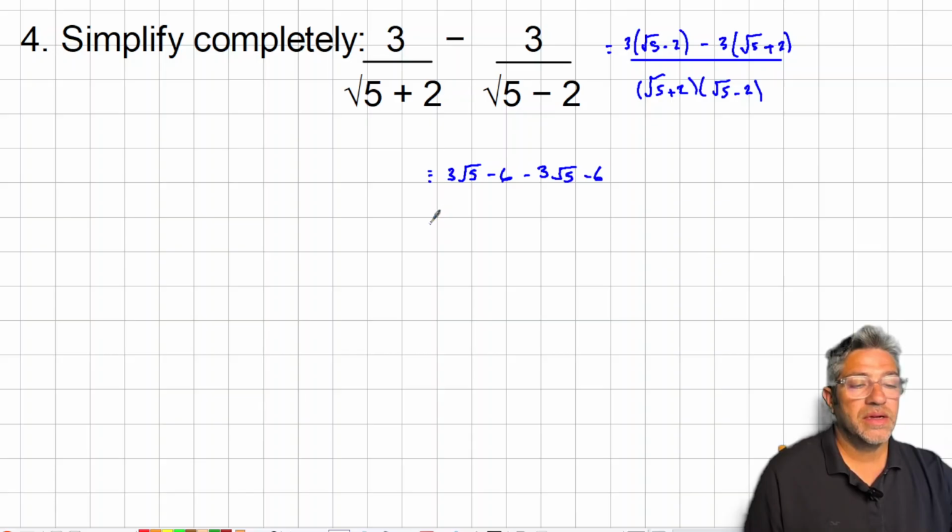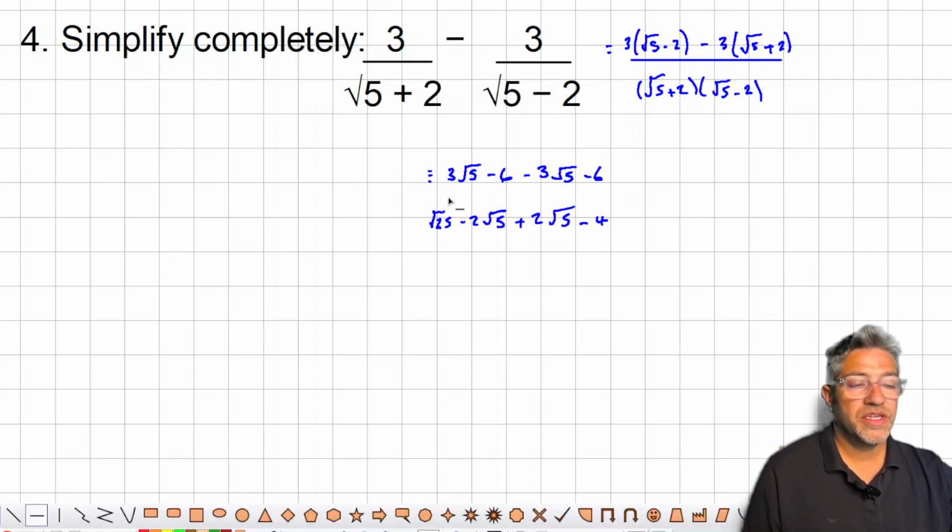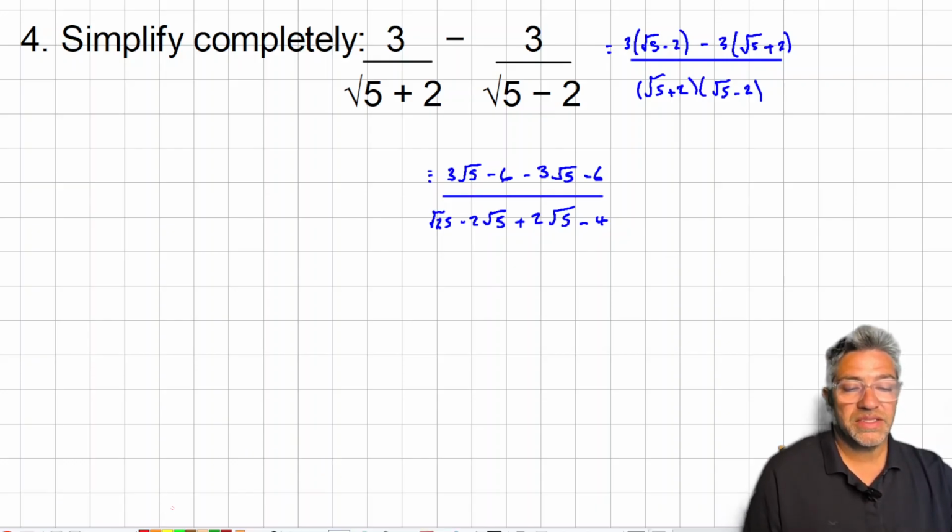In my denominator, I will have root 25 minus 2 root 5 plus 2 root 5 minus 4. Before I start doing any simplifying, I'm just going to put my fraction line in. But I can start simplifying straight away. 3 root 5 subtract 3 root 5 will cancel. Minus 2 root 5 plus 2 root 5 in the denominator will also cancel.